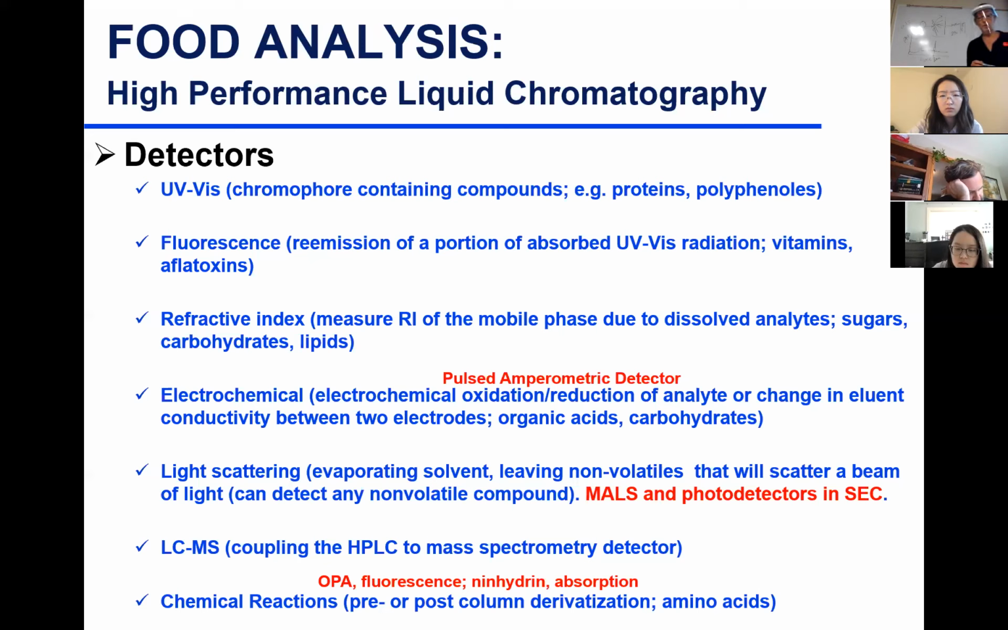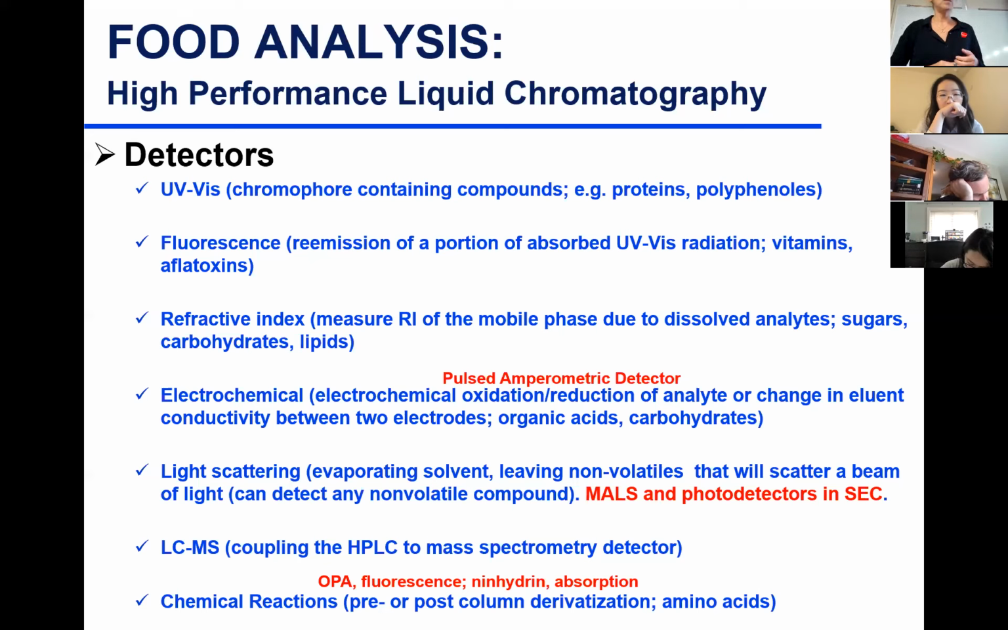Exactly. So Dan is saying when you're changing the solvent over time, you're changing the concentration of the solvent over time, so you're changing the refractive index as well. So you don't have a constant baseline anymore. The refractive index is also impacted if you change the mobile phase concentration. So you can only run isocratic elution with refractive index.